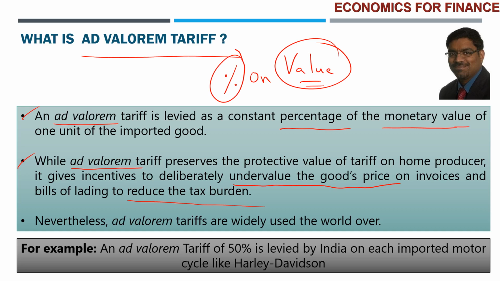But actually, it is not that useful for them also, even if they deliberately undervalue the goods price. Just imagine, originally, let us say the value of a bicycle, some good top end bicycle is 10,000 rupees. Just for discussion's sake, let us say 10% is the customs duty on that ad valorem, let us say. So 1,000 rupees has to be paid on this 10,000 rupees worth bicycle.